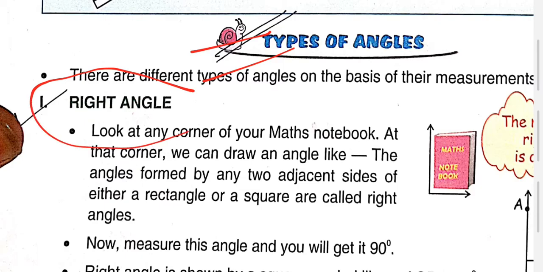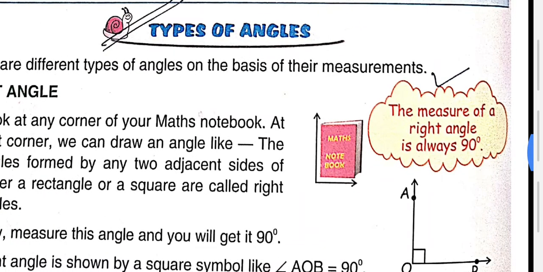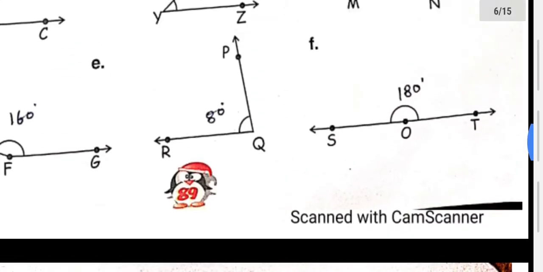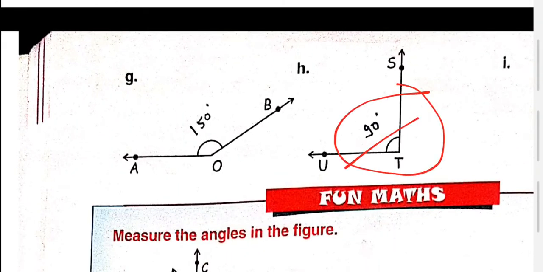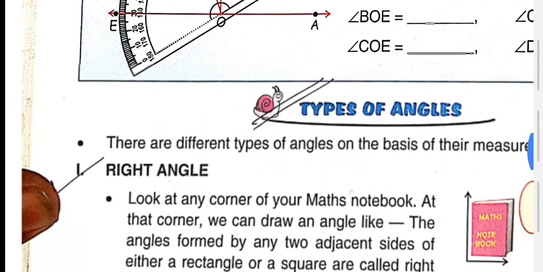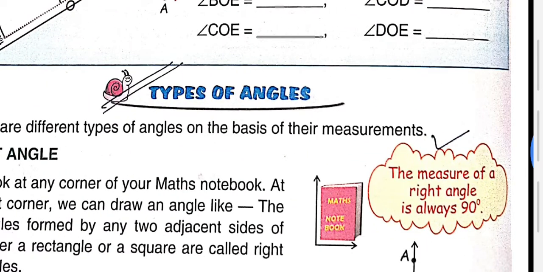The first one is known as the right angle. What is a right angle? The measurement of a right angle is always 90 degrees. If the angle measurement is 90 degrees, then it is known as a right angle. So in this exercise, you see there it becomes 90, so it is also known as a right angle. Right angle means the measurement is always 90 degrees. The angle whose measure is 90 degrees is known as the right angle.